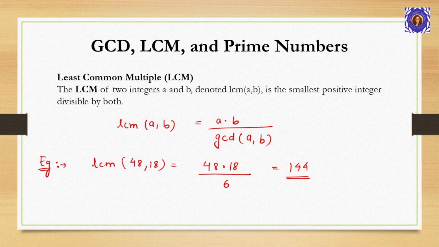The least common multiple, or LCM, of two integers a and b is the smallest positive integer that is divisible by both a and b. There's a beautiful relationship between GCD and LCM: LCM(a, b) equals a times b divided by GCD(a, b). Using our previous example, LCM(48, 18) equals 48 times 18 divided by 6, which equals 864 divided by 6, which equals 144.